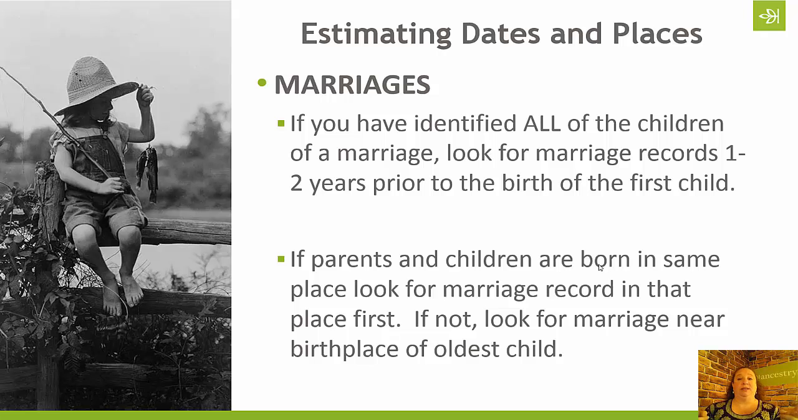If parents and children are born in the same place, you can look for a marriage in that same place as well. If the parents and children are not born in the same place, or if the two parents were born in separate places and they aren't living there by the time you find them, look for a marriage record near where the oldest child was born.